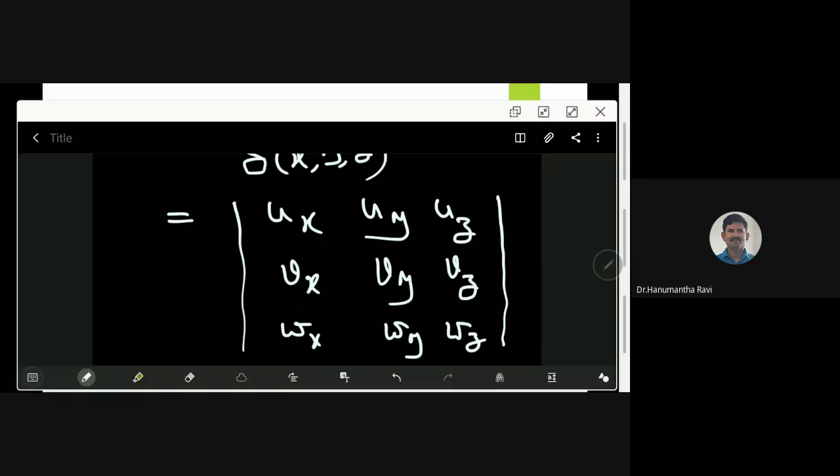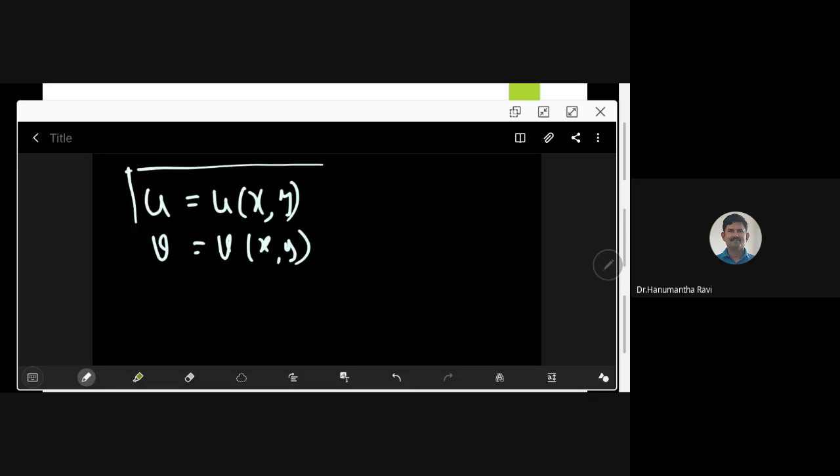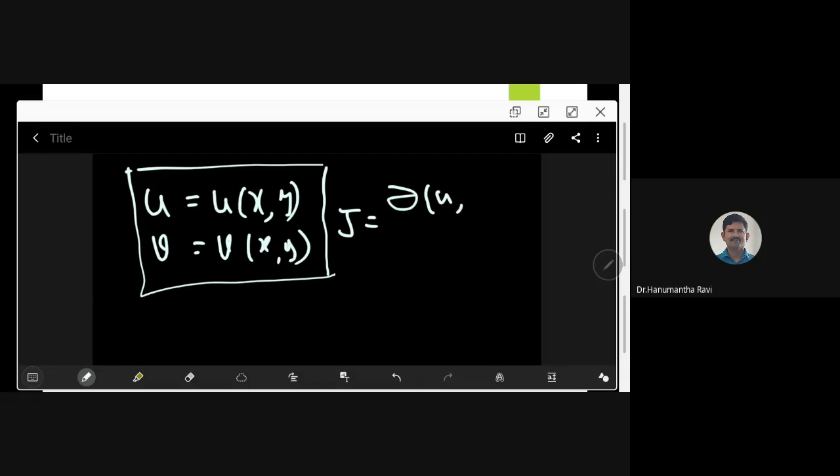Now see, what is the use of this Jacobian? Suppose you are dealing with two functions involving two variables. I would call these some of the applications. If we have this transformation, look at its j, that is dou u v by dou x y. It is expressed in terms of x and y.